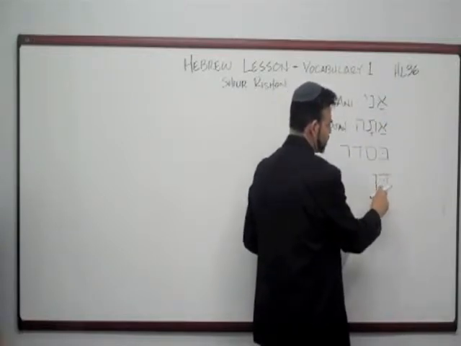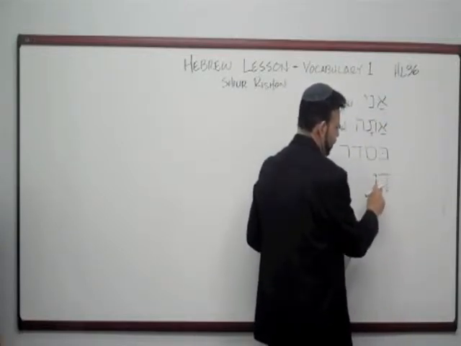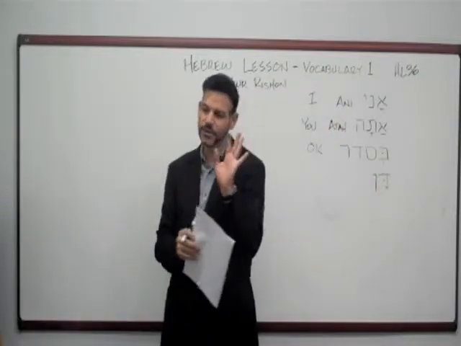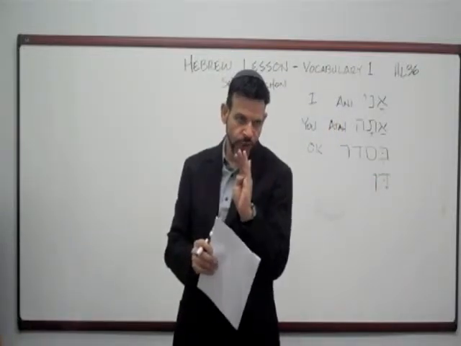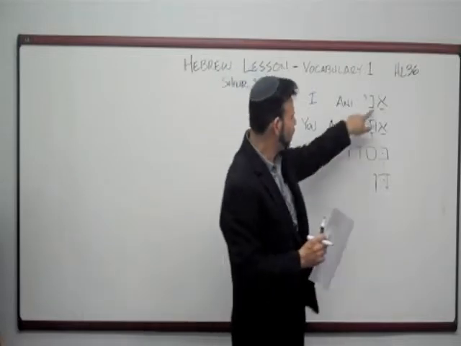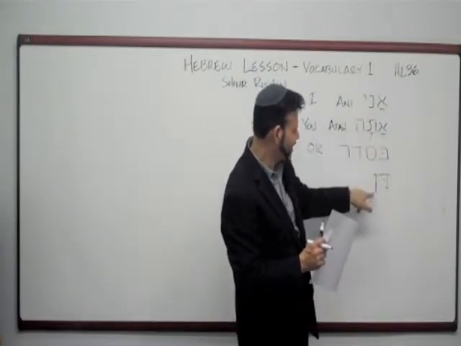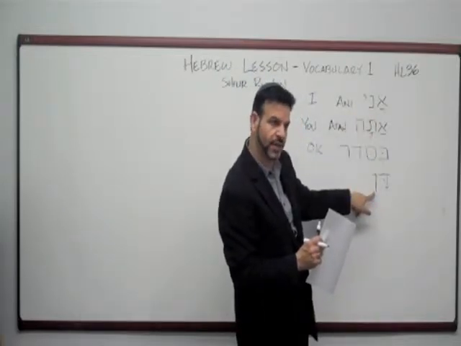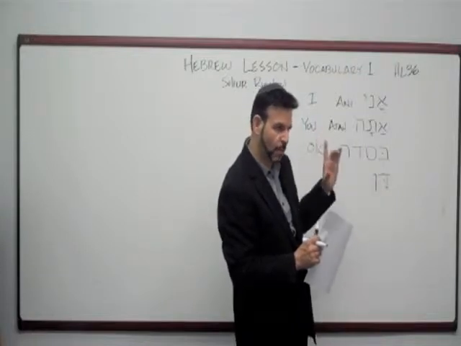If we were to imagine an imaginary writing line, it would go past the line. Remember, there's five final letters, and four of those final letters have the bottom line or part of it extending down past the writing line. The only one that doesn't is mem sofit. It just looks like a box.